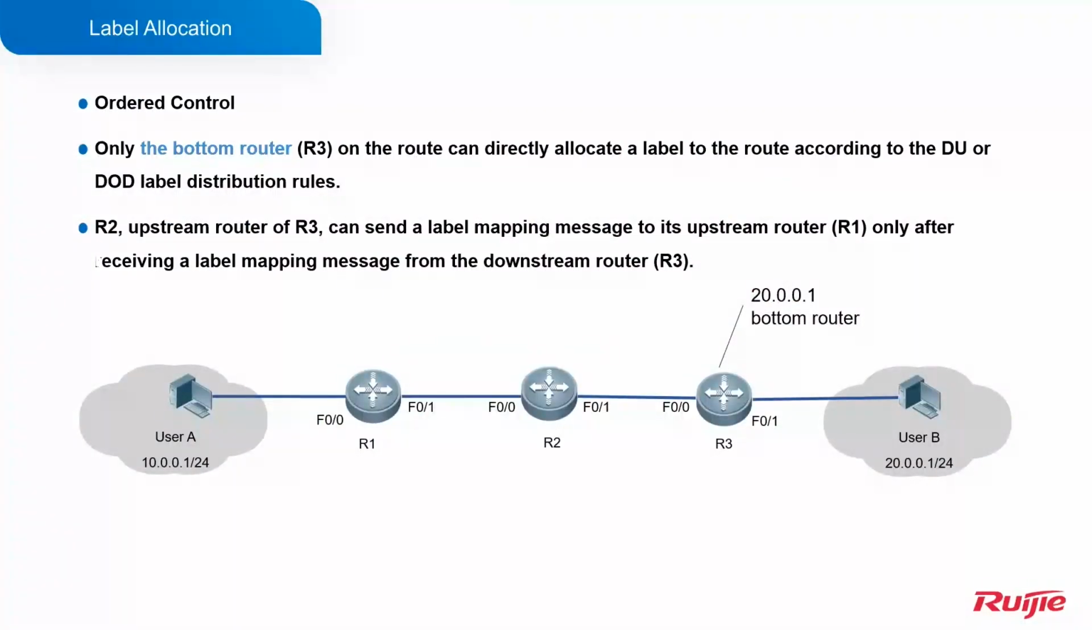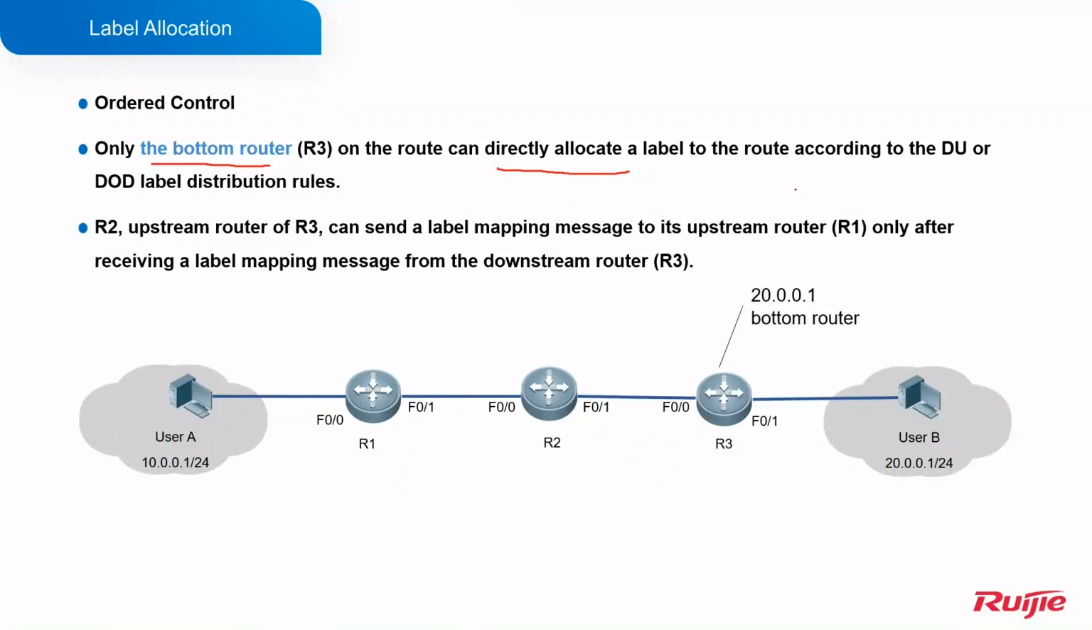Okay, and another one is ordered control. That means only the bottom router on the route can directly allocate the label, according to the DU or maybe DoD label distribution rules. Then the upstream router, like R2, can send the label to its neighbor. Because if everyone can directly send the label mapping to the upstream router, according to the forwarding plane, they may not have the correct path to forward the message out. So to avoid this problem, we can change the mode to ordered control.